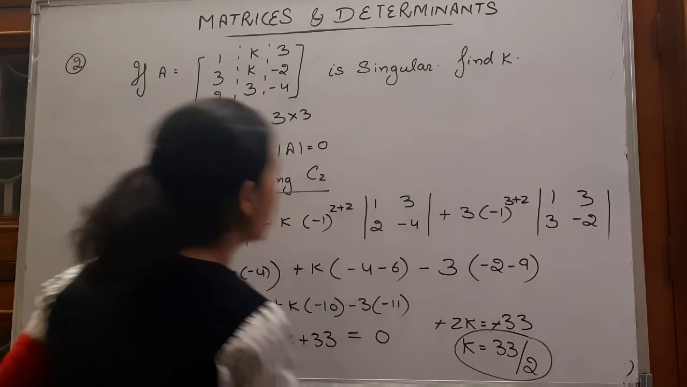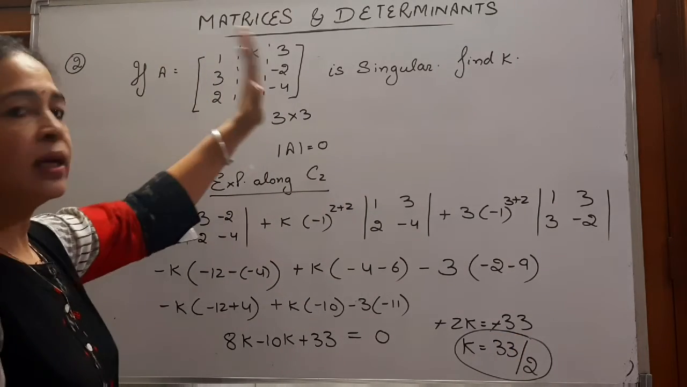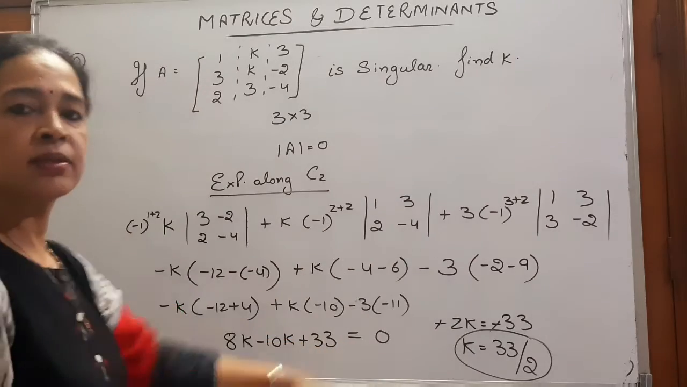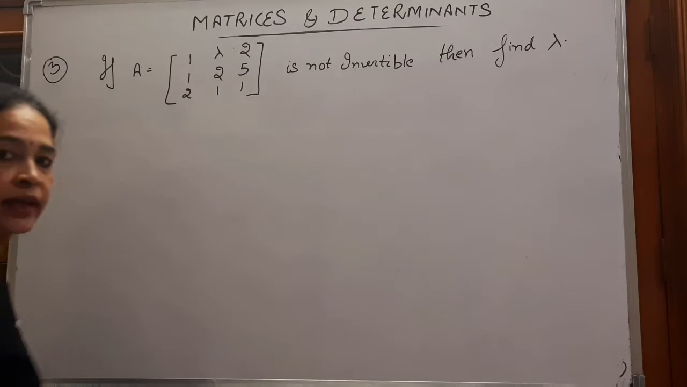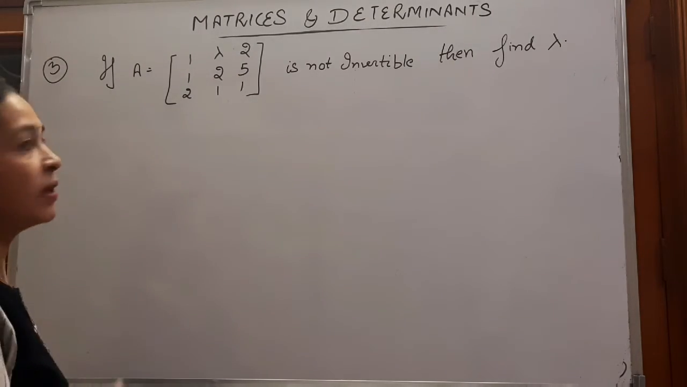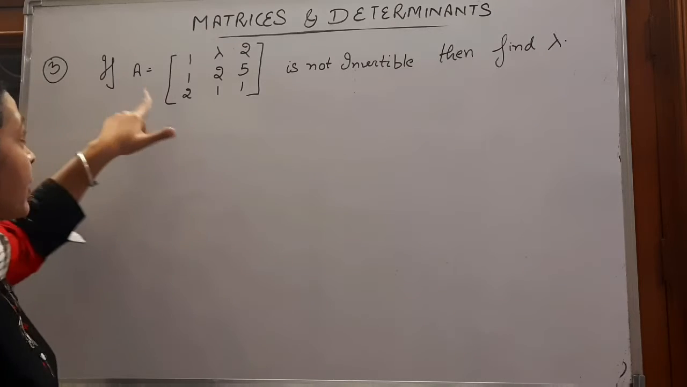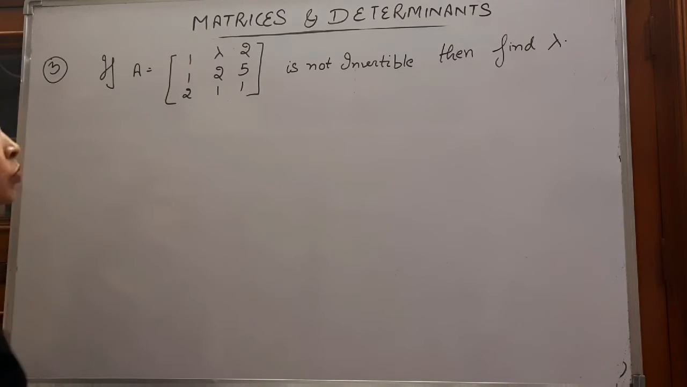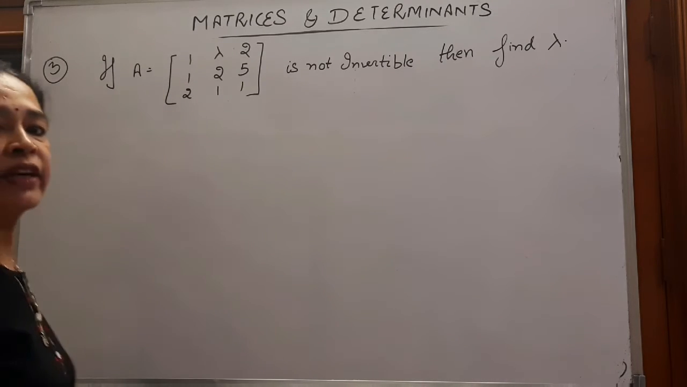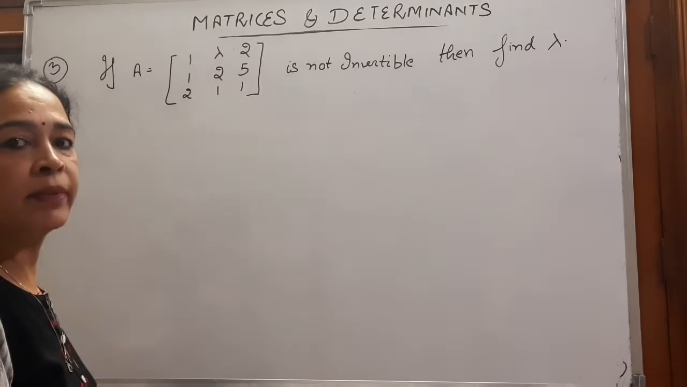If you expand along any row or any other column, you will get the same answer. Next one, very much similar to the previous two questions. A matrix A is given. Order is 3 by 3. It is not invertible. Find the value of lambda.